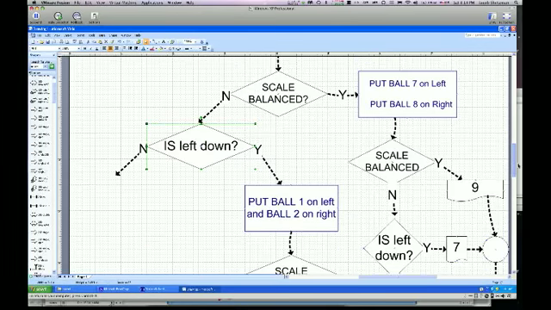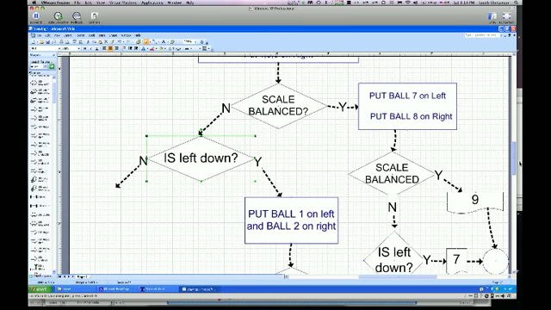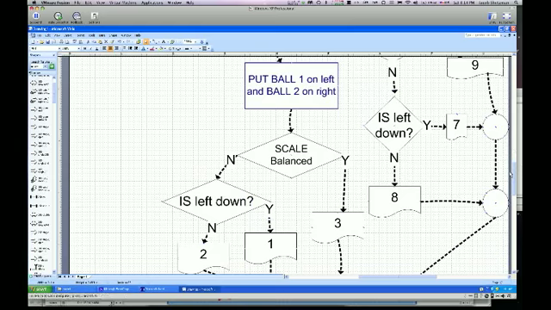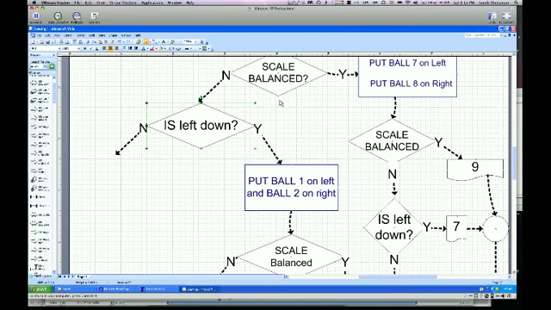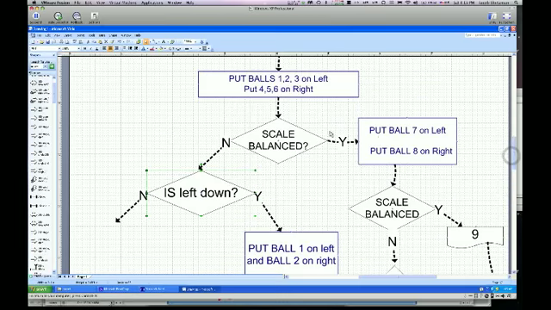Now there is one left, which I left you as homework actually. And this is when we go here and we say that after the answer to the first question, if the scale is balanced, the answer was no, and then the answer to is the left side down was also no. So if it's not balanced and the left side is not down, then the only remaining option is the right side is down.